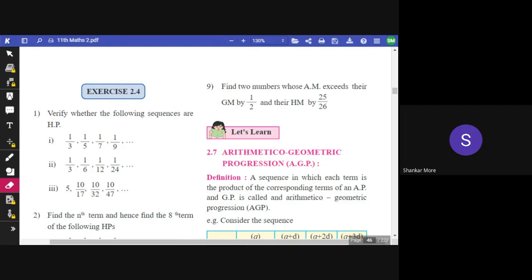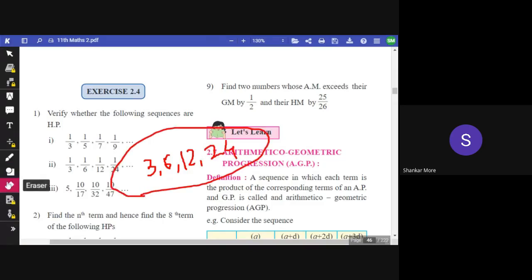Is it AP? ये AP है क्या? It is not AP, it is GP. No, it is not AP. अगर आप इस सीरीज की बात कर रहे हैं, हमें क्या चेक करना है कि यह सीरीज HP है या नहीं है. सो वी हैव टू टेक रेसिप्रोकल. रेसिप्रोकल अगर हम लेंगे तो क्या होगा? 3, 6, 12, 24. ठीक है, सो ये सीरीज AP है क्या? ये AP नहीं है ना.